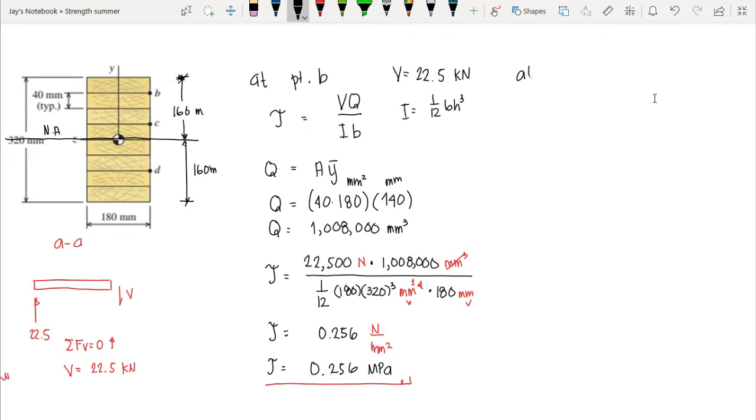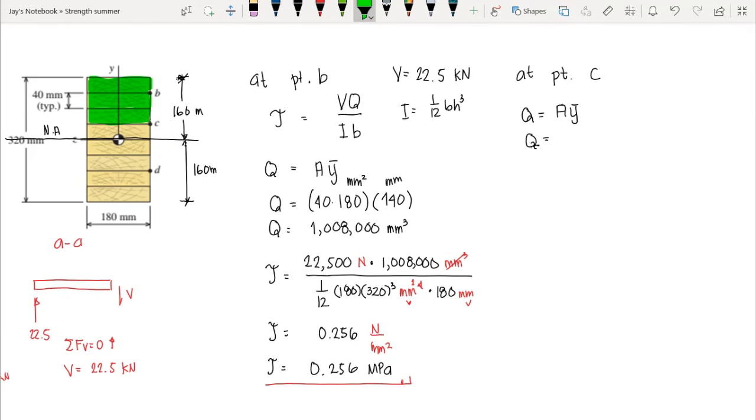Now we are asked to compute for the shear stress at point C, using again this formula. Then we have our Q, that is A barred Y, wherein our A here, again, that is the shear area. Now since we are asked for point C at this point here, our shear area would be different from the shear area of B. So the shear area is above point C, that is this one.